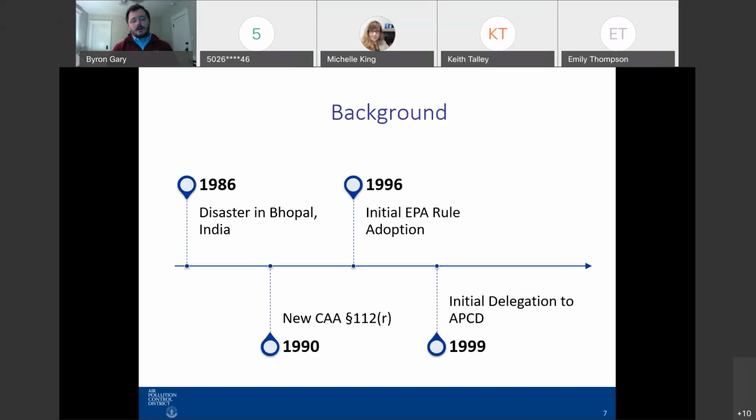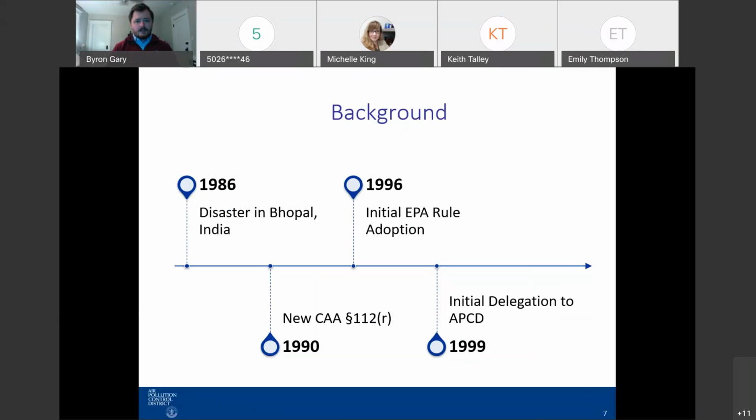That was passed by Congress in large part due to accidents such as the one 4 years earlier in Bhopal, India, which killed several thousand, if not hundreds of thousands of people. Seeing that sort of catastrophic accident is part of what inspired Congress.